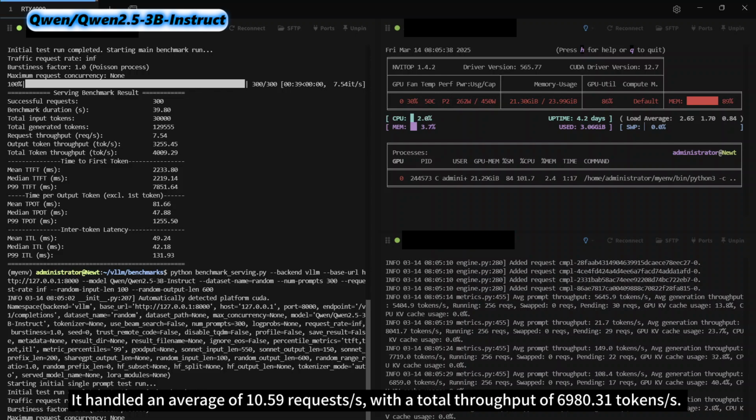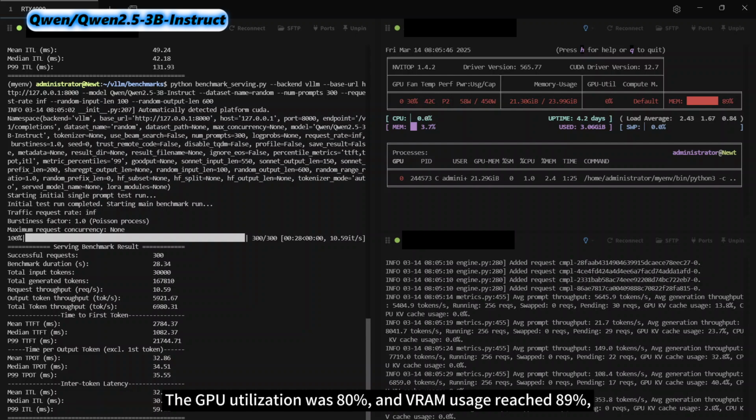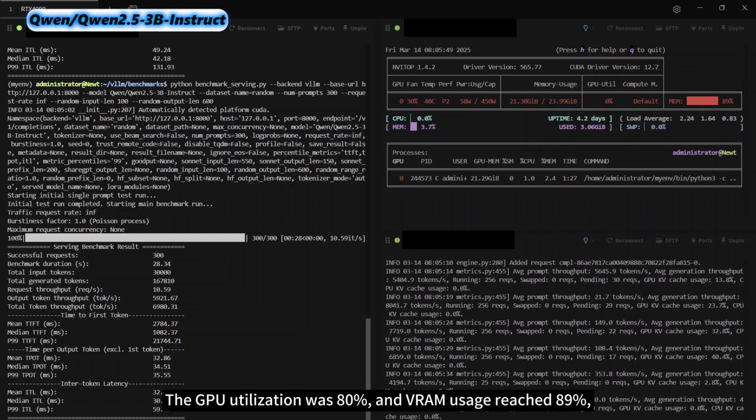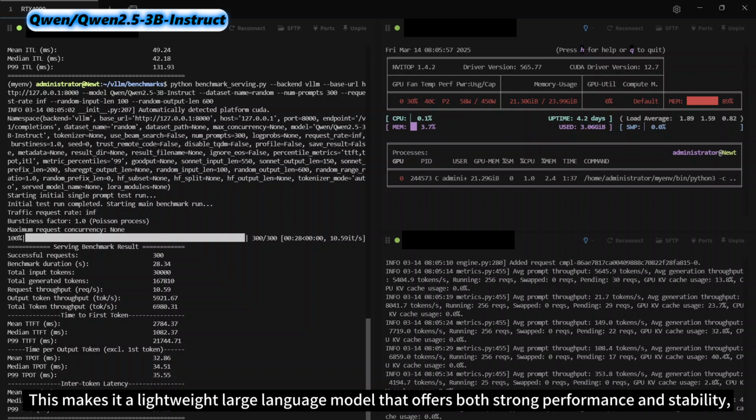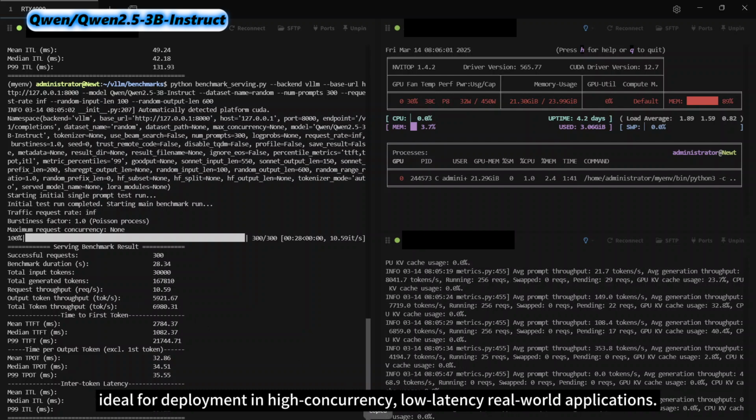It handled an average of 10.59 requests per second, with a total throughput of 6,980.31 tokens per second. The GPU utilization was 80% and vRAM usage reached 89%, indicating a well-balanced use of resources on the RTX 4090. This makes it a lightweight large language model that offers both strong performance and stability, ideal for deployment in high concurrency, low-latency real-world applications.